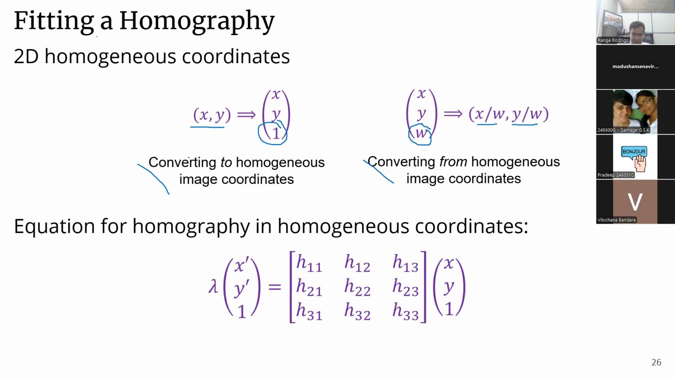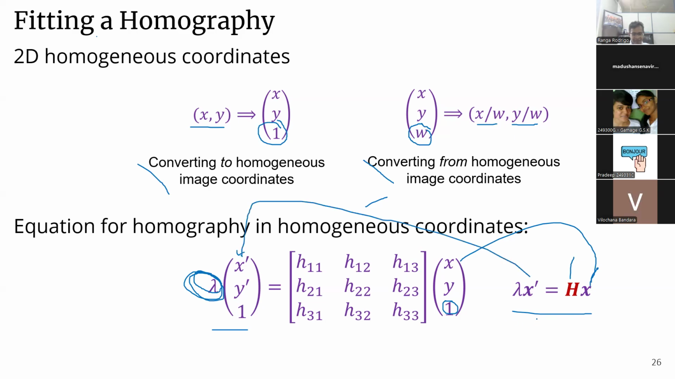Okay. So if you look at the equation for homographic transformation, when you do this computation, you will get some multiplier. To get rid of that multiplier, you have to divide by the last coordinate of the result. So we write this in this fashion. This is the homography. X is this vector of x, y coordinates and 1. And x prime is the resulting point, and lambda is that arbitrary multiplier.